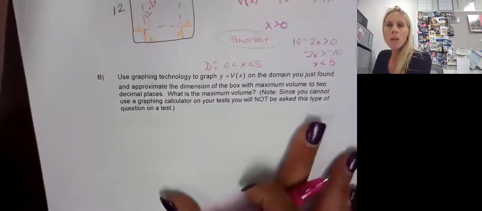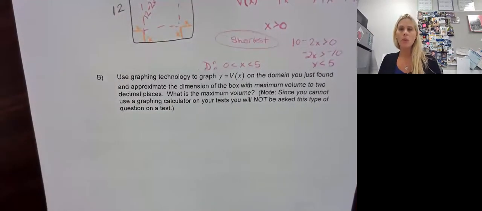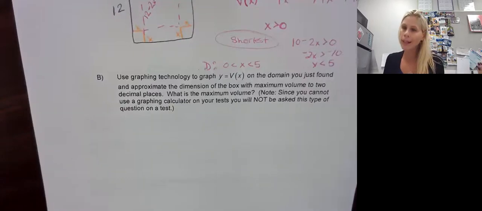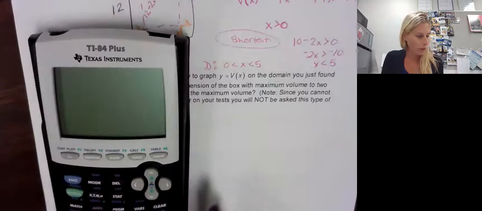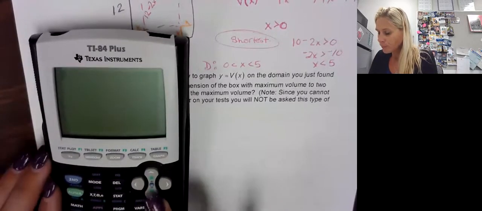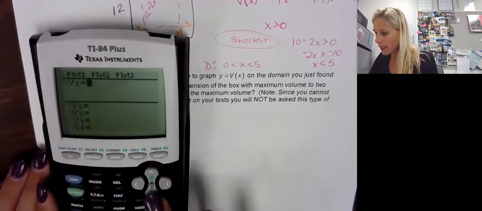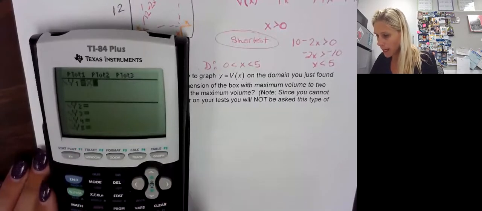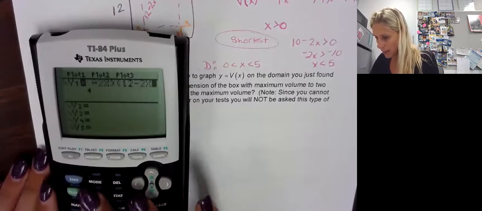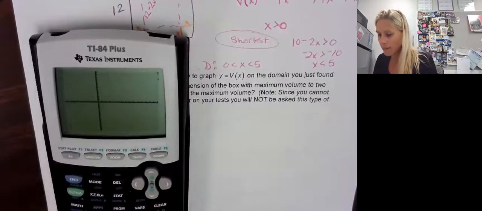This next problem, you will not have to do this type of question on a test because it's actually having you find the dimensions using your graphing calculator, which you know you can't use. So I'm just going to show you how to do that now. So what I'm going to do is plug in my volume equation. So x times 10 minus 2x times 12 minus 2x. I'm going to graph it.